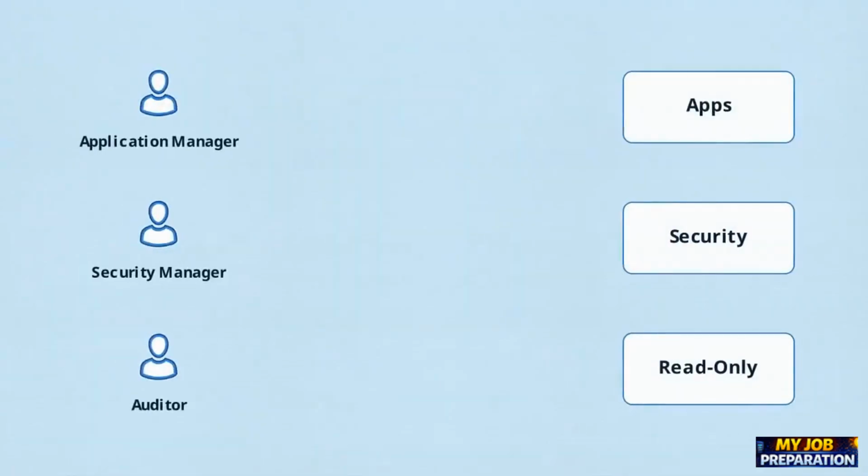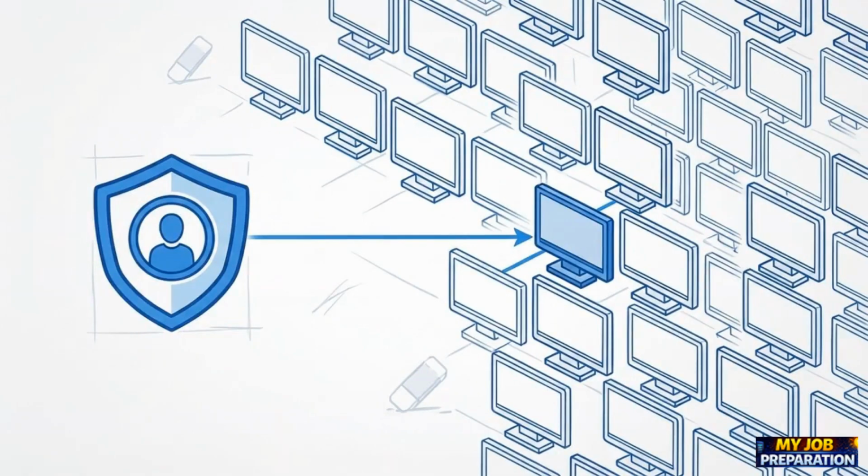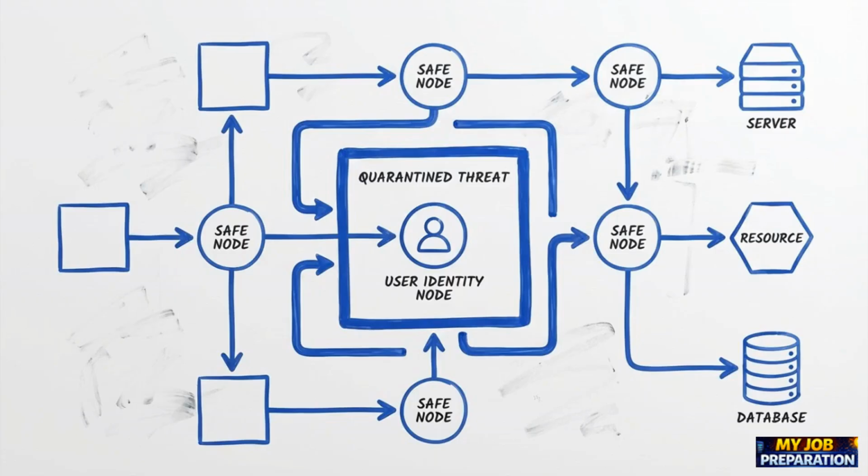This matrix illustrates how RBAC assigns granular create, read, update, or delete permissions based strictly on an administrator's specialized job function. Assigning built-in roles, like application manager or policy manager, enforces the principle of least privilege. Strict RBAC compartmentalization prevents a single compromised IT account from initiating a total organization-wide security collapse.